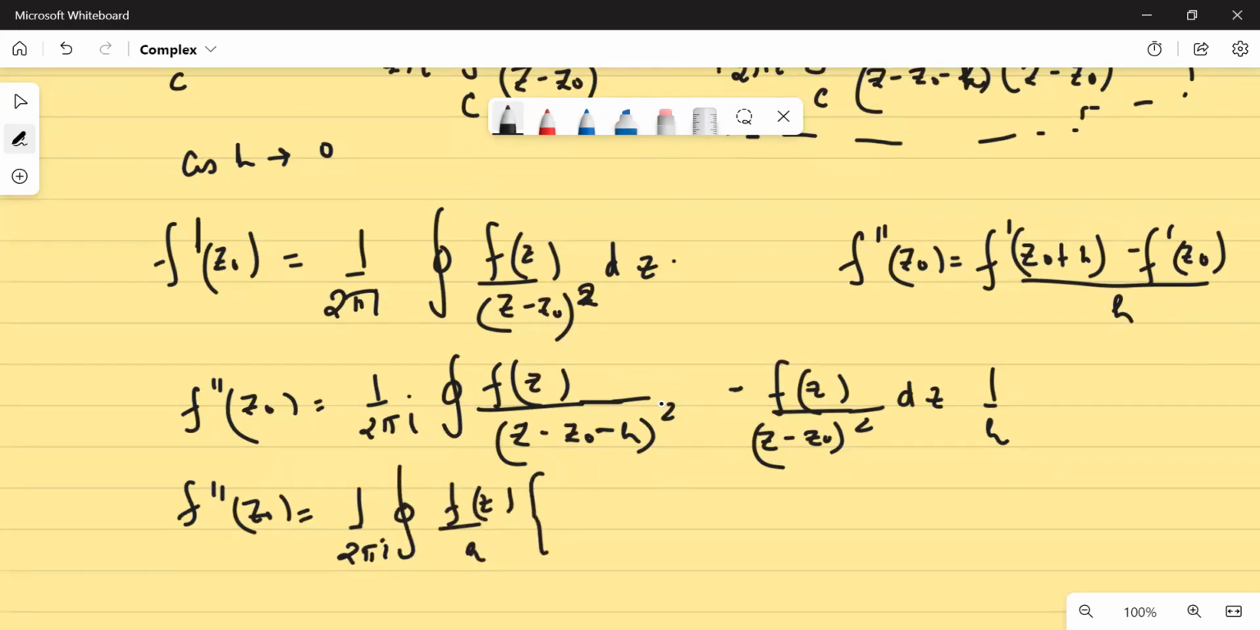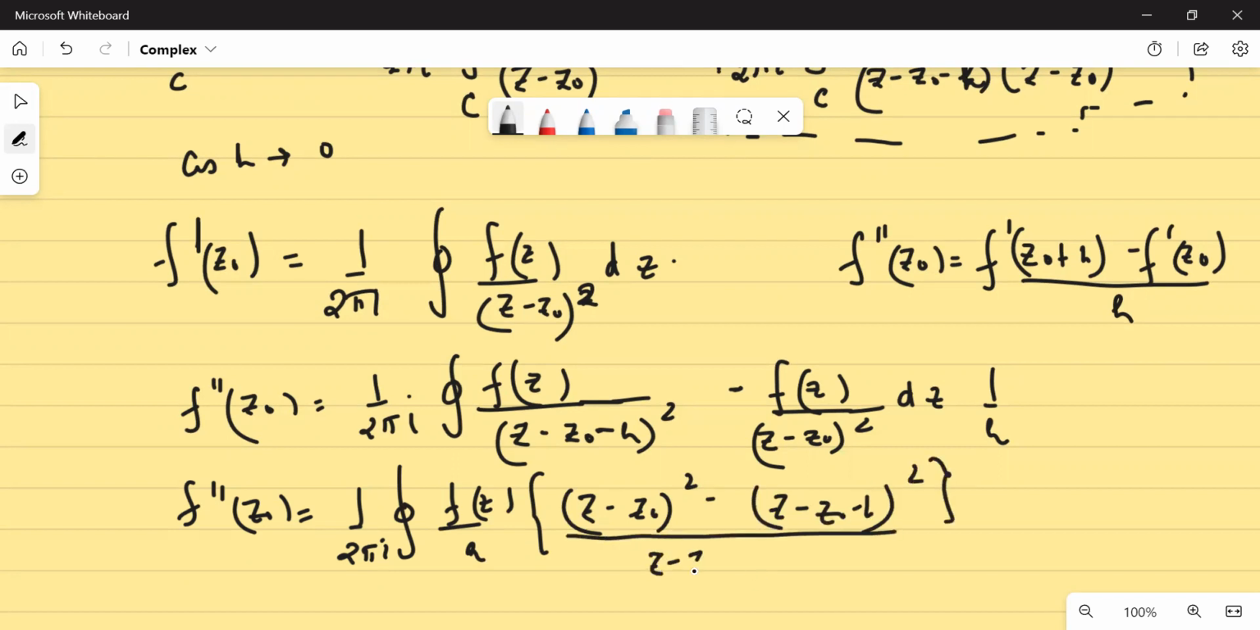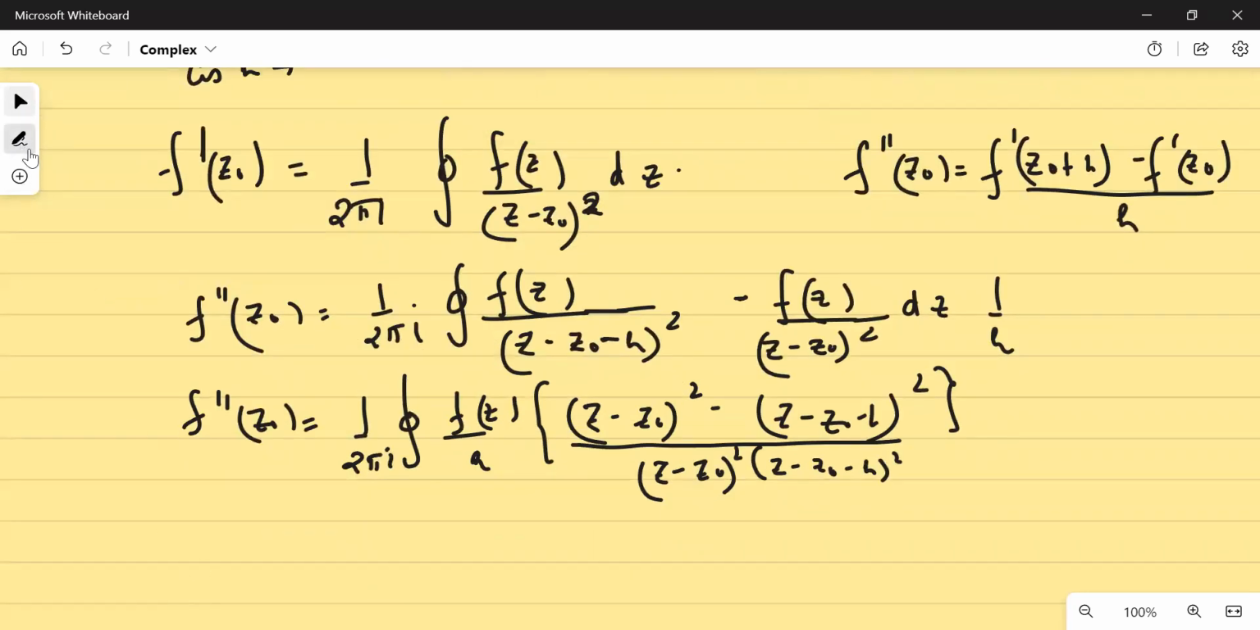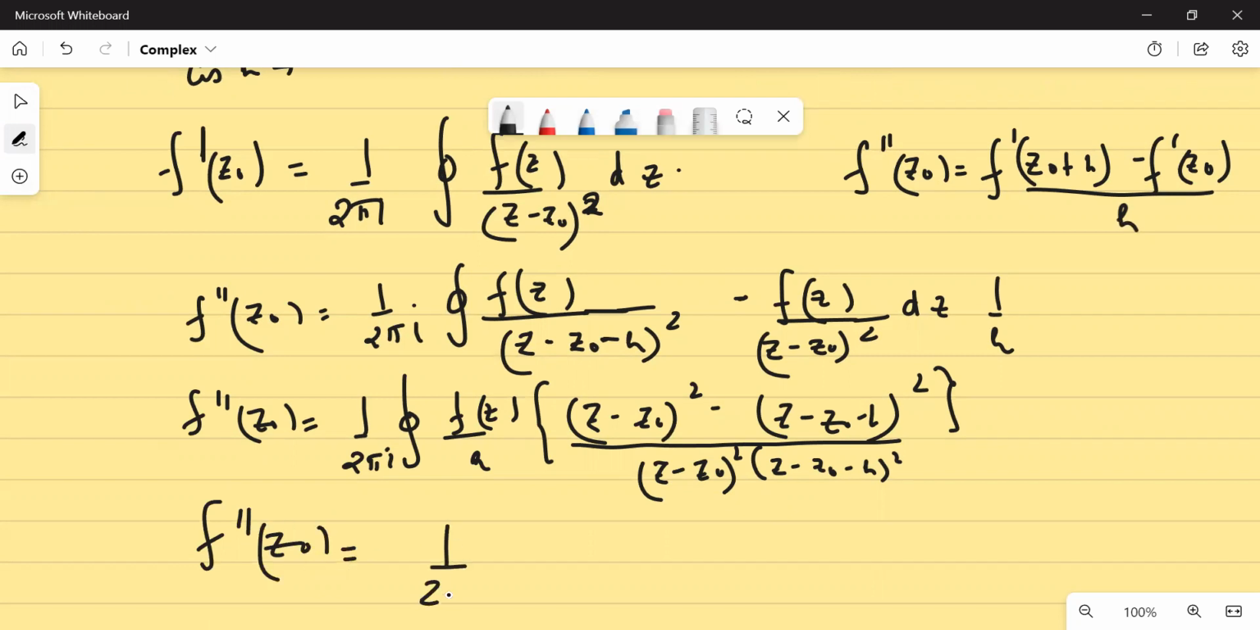So this will be (z minus z naught) whole square minus (z naught minus h) whole square, divided by (z minus z naught) whole square into (z minus z naught minus h) whole square, right? Try to expand it. So what you will get is f double dash z naught is equal to 1 upon 2 pi iota integration fz upon z, and if you try to expand this, z square will get cancelled.